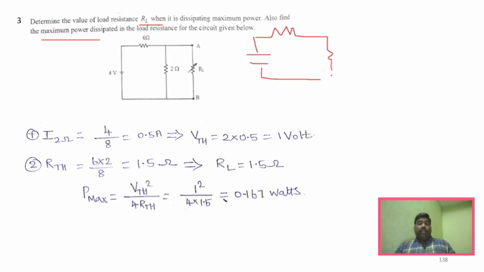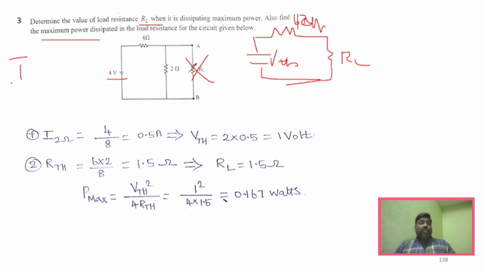This will be RL, this will be 6 ohm, this will be RL, right? Sorry, this will be RTH, this will be RTH, and this is VTH, correct? And now we need to find out the VTH. How will you find out VTH? Now you remove this load resistance. What will happen? You will have only 4 volt across these two resistances, right?